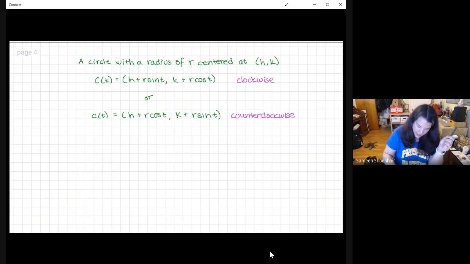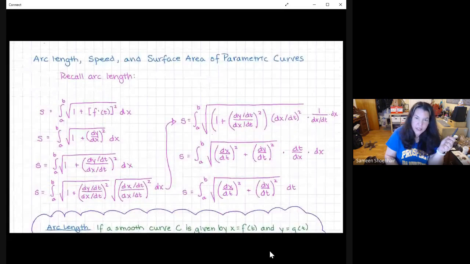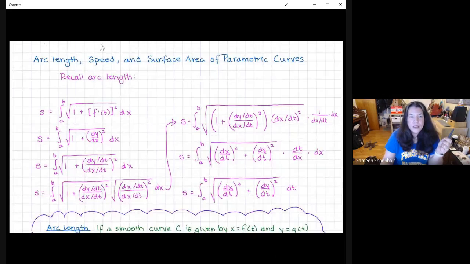Okay, I think then, yeah, so now we're going to get into the real meat of the calculus part. So we're going to look at arc length, speed, and surface area. And don't worry, this isn't as bad as it may look on the screen right now with all this stuff. So this first screen right here is just trying to derive the equation for arc length.